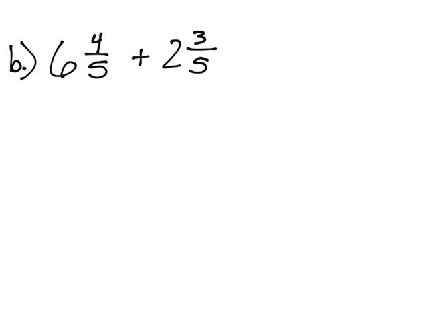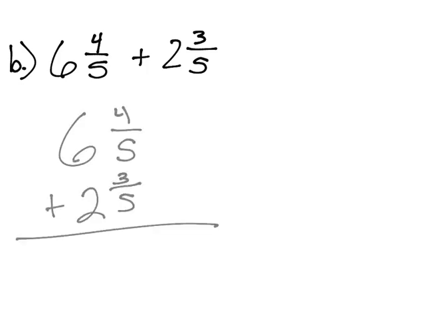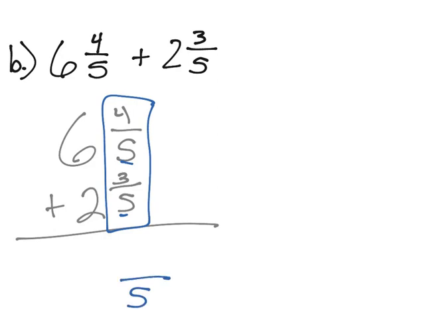Then, oh, this is another one. Oh, but look at the difference. Okay, this is exciting. 6 4/5 plus 2 3/5. Look at the excitement. Same denominator. That's good. So bring that down. 4 plus 3 is 7. Hopefully your brain is not going, well, that's not what we want, but we'll get there. 6 plus 2 is 8.